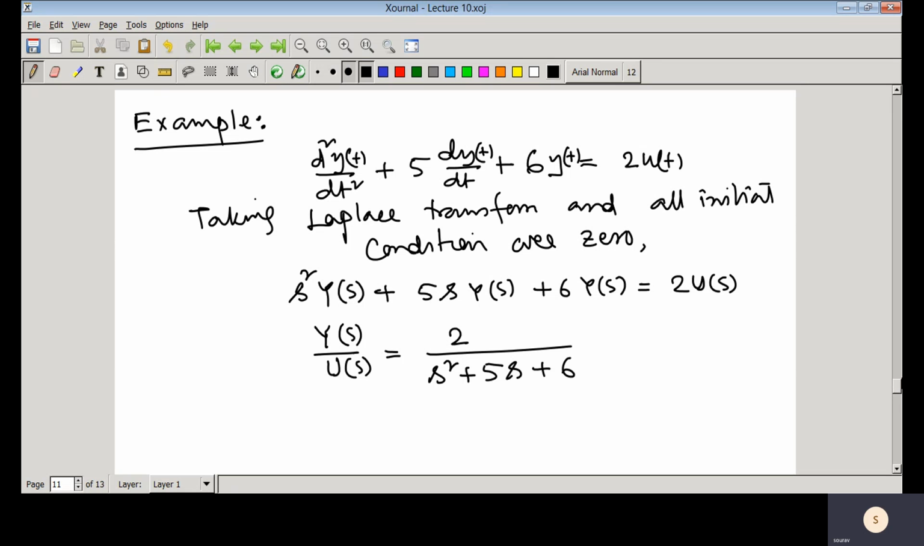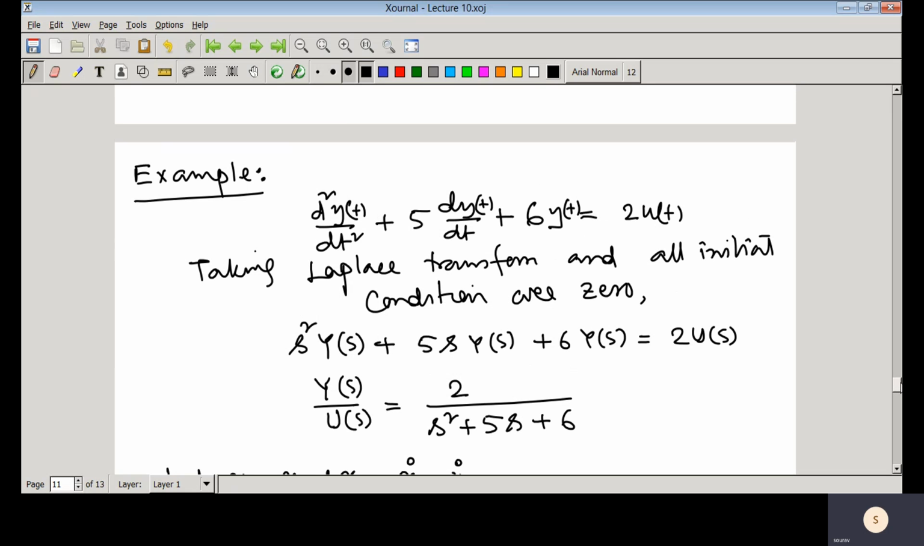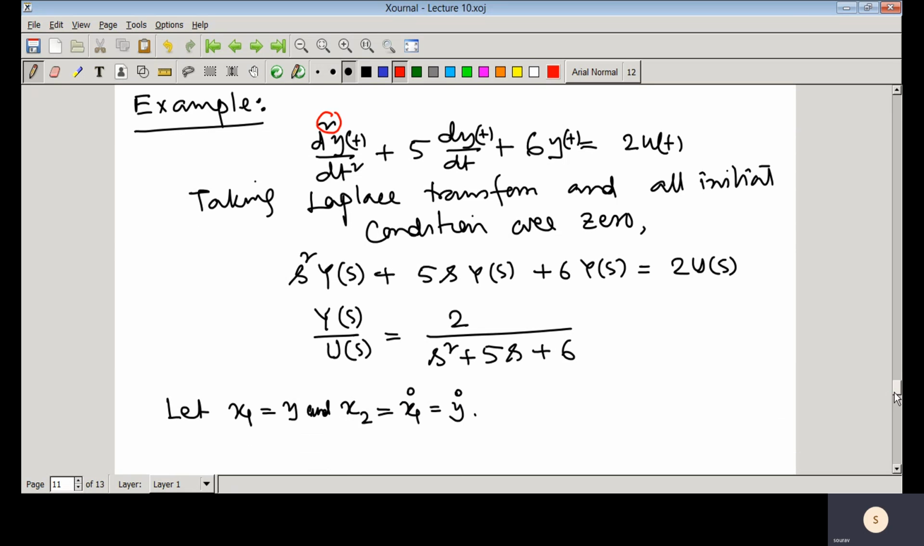So first we need to find what is the state space model. So let x1 be that state that is equal to y. Then x2 another state, that is x1 dot equal to y dot. So as it is a second order system, two state variables are needed to describe that system.